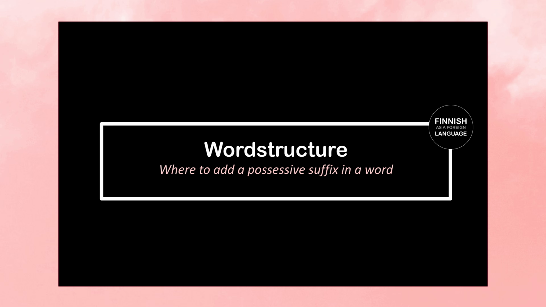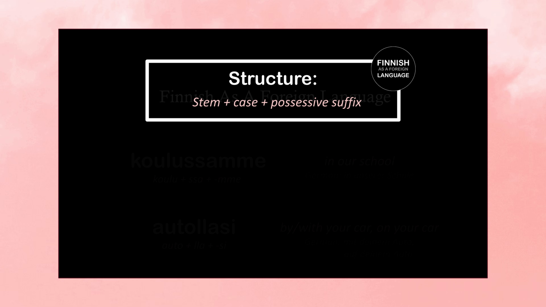We carry on with the next chapter, the word structure. Here we are going to discuss where in a word we have to add the possessive suffixes. The structure is pretty simple. It's the stem of a word plus the case marker plus possessive suffix. So in other words, it means the possessive suffix is always added after the case ending.